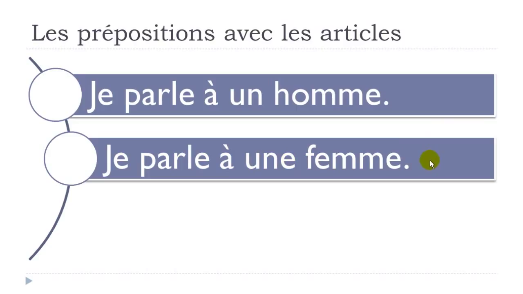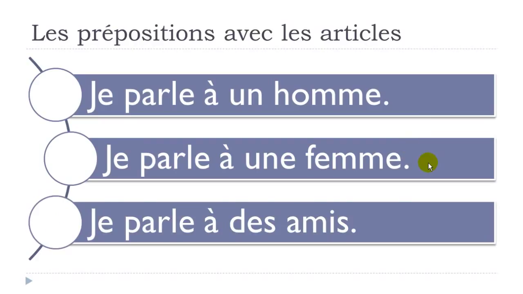Same thing here, nothing happens, so it's actually quite easy. And then have a look here. Je parle à des amis. All right, je parle à des amis. Same thing here. You've got your preposition, and then you've got the article. So un masculin, une, des.